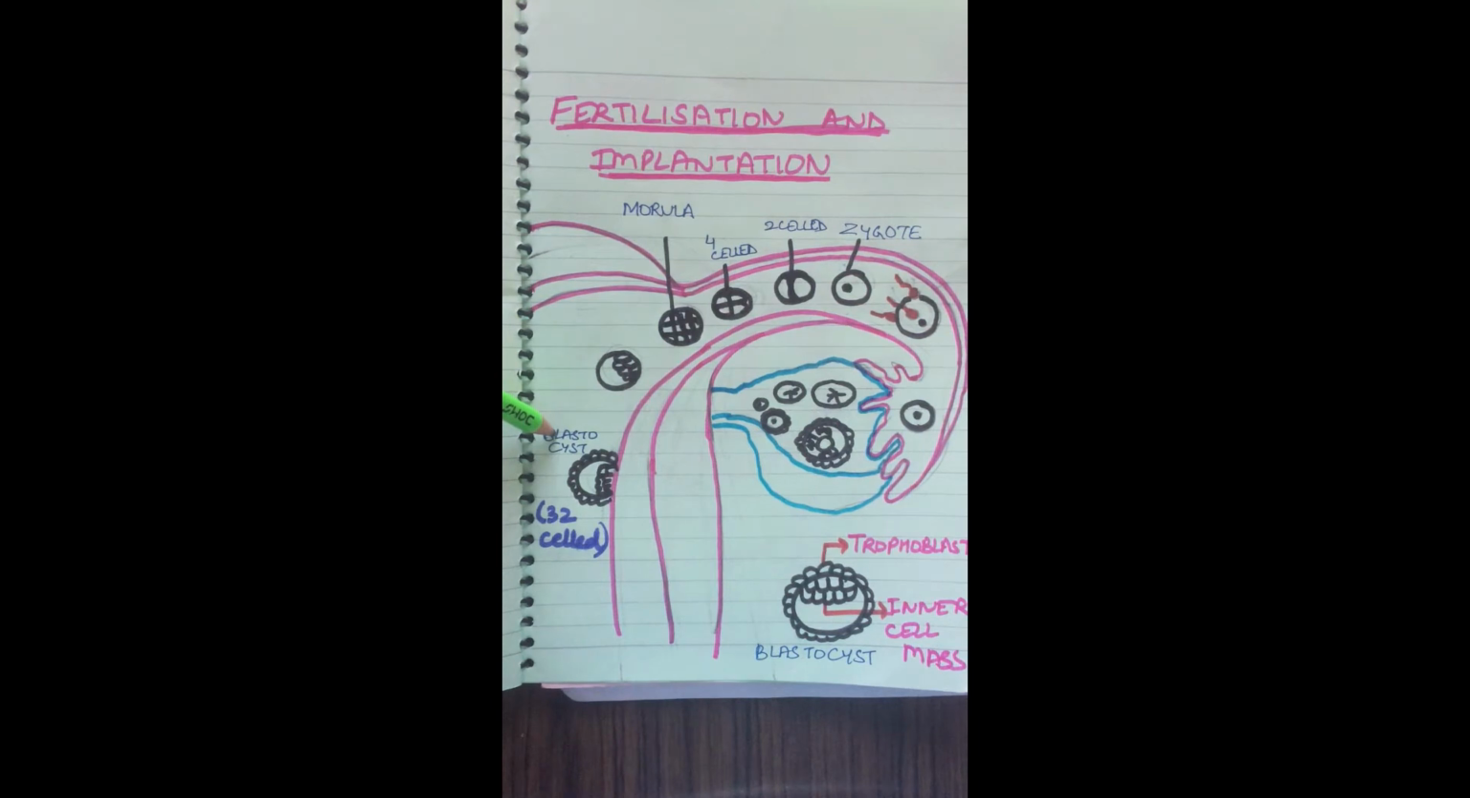Now this 32-celled blastocyst has fixed itself in the endometrium of the uterus. The cells of the endometrium divide and redivide and surround this blastocyst such that the blastocyst gets embedded in the endometrium wall. And this embedding of the blastocyst into the endometrium wall is called implantation.